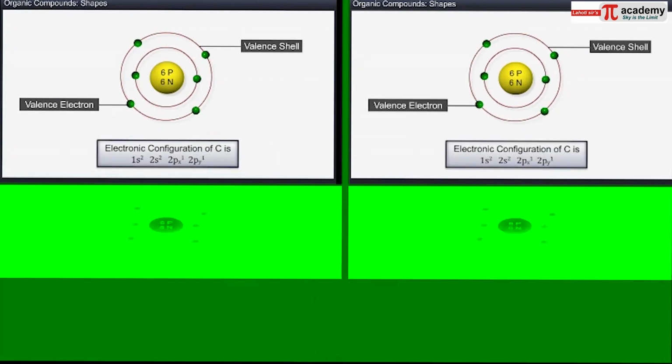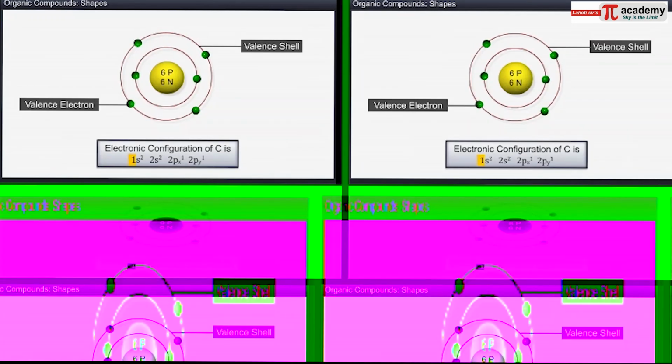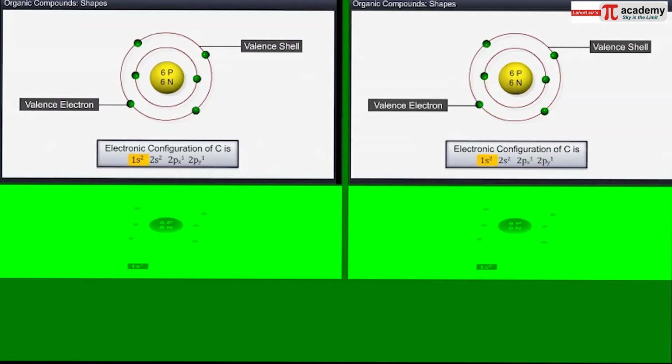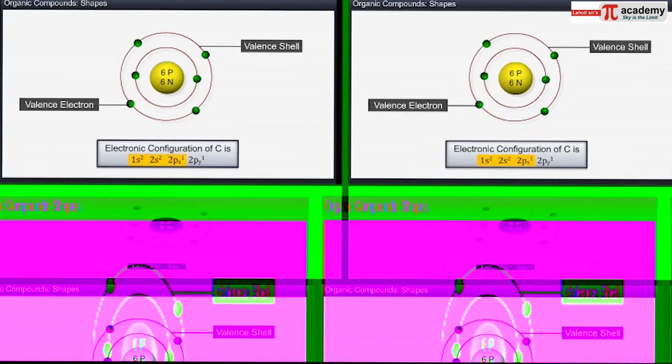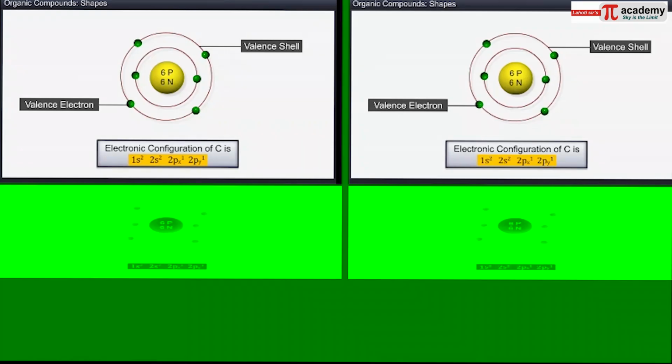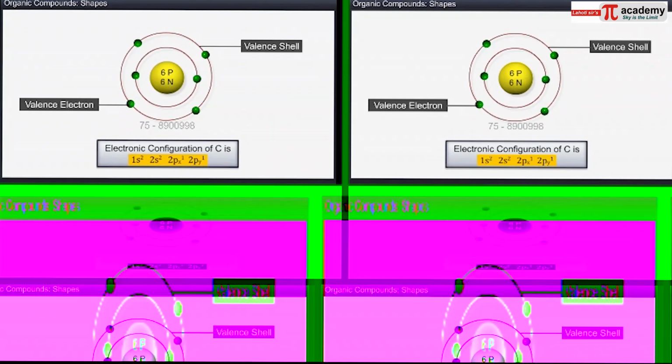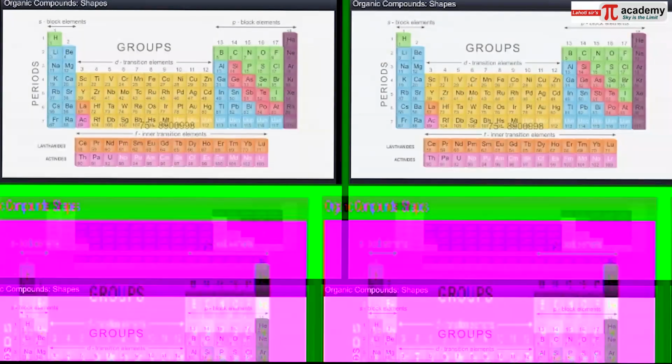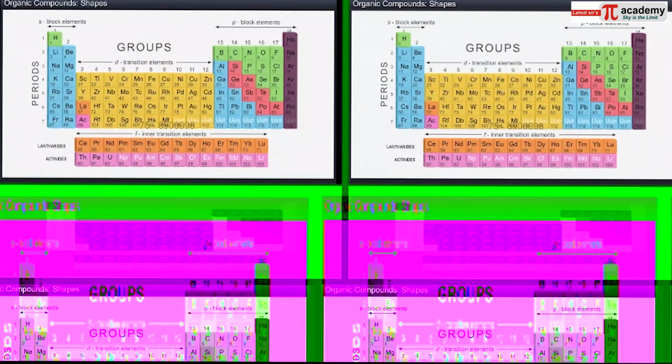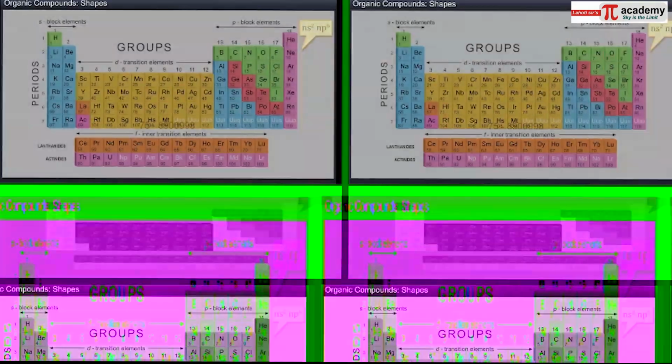The electronic configuration of carbon is 1s2, 2s2, 2px1 and 2py1. This means that the valence shell has only 4 electrons. All elements tend to complete octet in their valence shell to become stable.